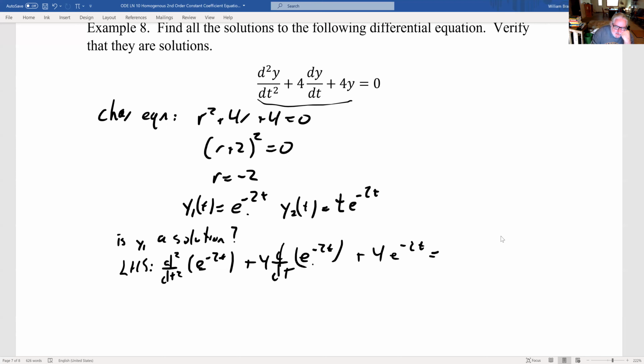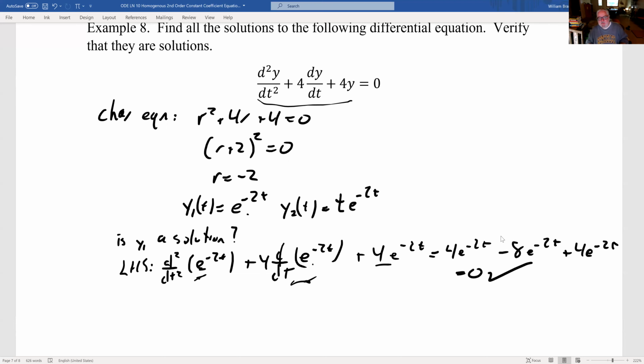We would hope that we would get the right-hand side at some point. So if we differentiate this twice, we pull out a minus 2 and then another minus 2 here. So that's actually going to be a 4 e to the minus 2t. If we differentiate once here, we pull out the minus 2 multiplied by the 4. We get a minus 8 e to the minus 2t. And then there's nothing to differentiate. And that equals 0. Yay, so there's our solution.